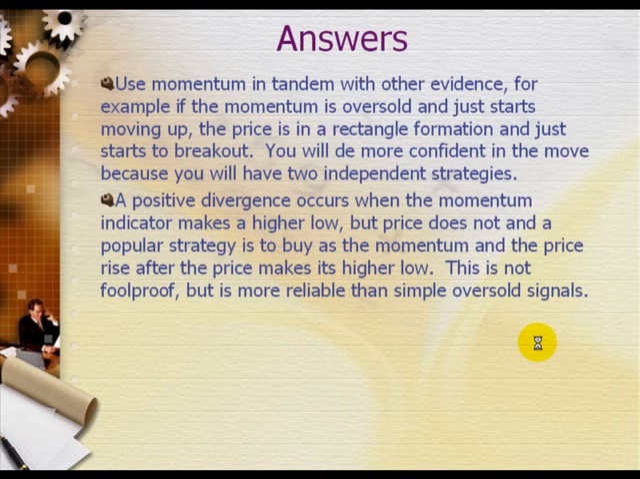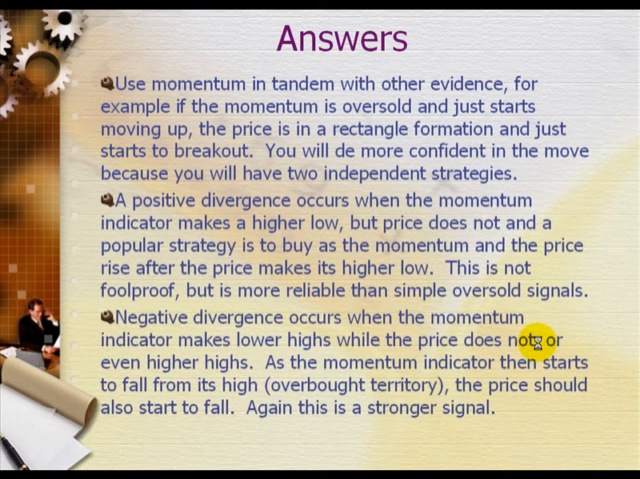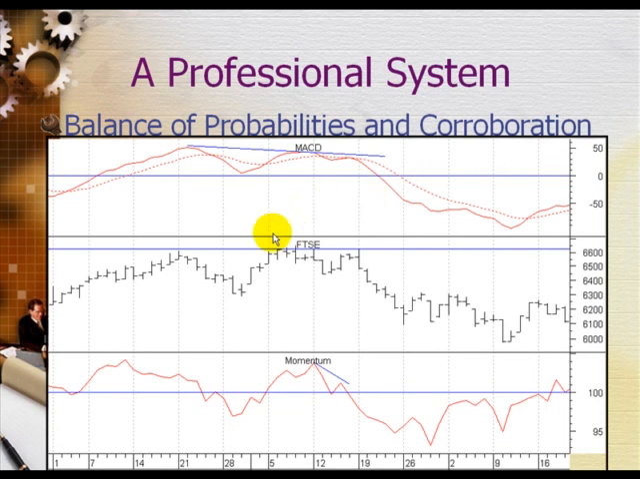And finally, negative divergence occurs when the momentum indicator makes lower highs while the price does not, or even the price makes higher highs. As the momentum indicator then starts to fall from its high, overbought territory, the price should also start to fall. Again, this is a stronger signal. And just a reminder, negative divergence, the price made a slightly higher high, the momentum indicator didn't, bang, we want to get the heck out of there.